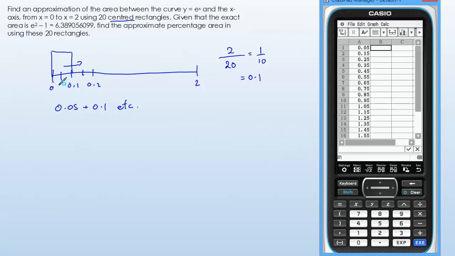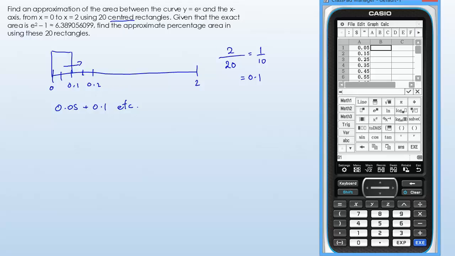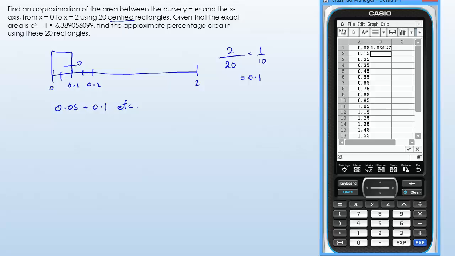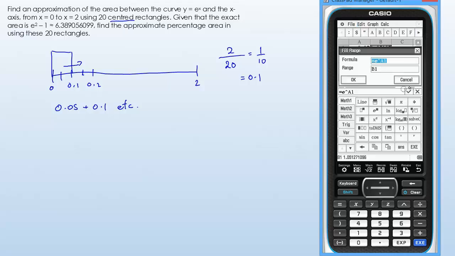Then we're going to need the heights of the rectangles, so that's the heights at the center. Now e to the x, so it's going to be equal to e to this cell here, and click back in there, and then we'll fill the range from B1 to B20.